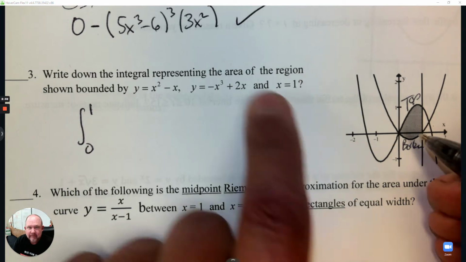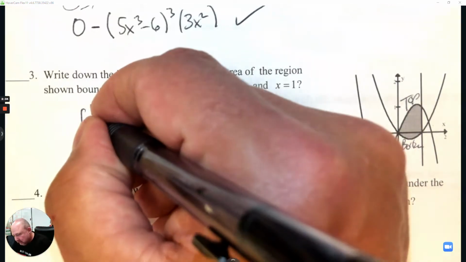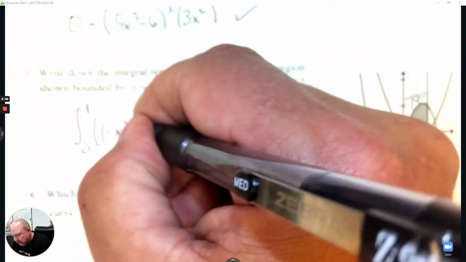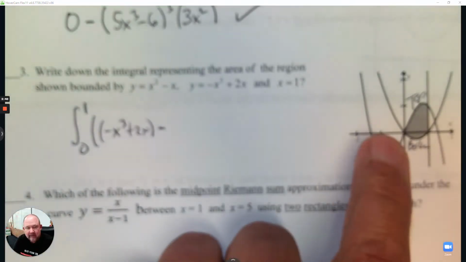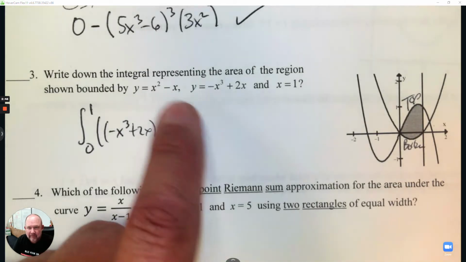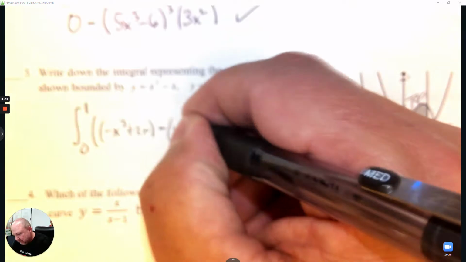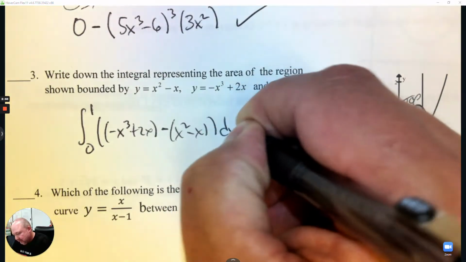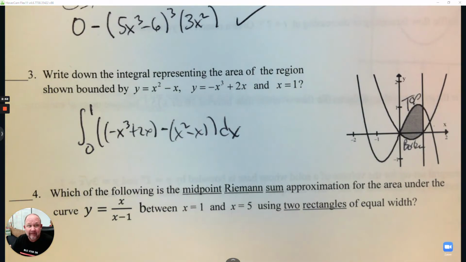The top one. So that's negative x cubed. Use parentheses. Plus 2x. Subtract the bottom. The bottom is the parabola. Is the bottom part of that curve. So the bottom is x squared, take away x. dx. And that's it. Just set it up.